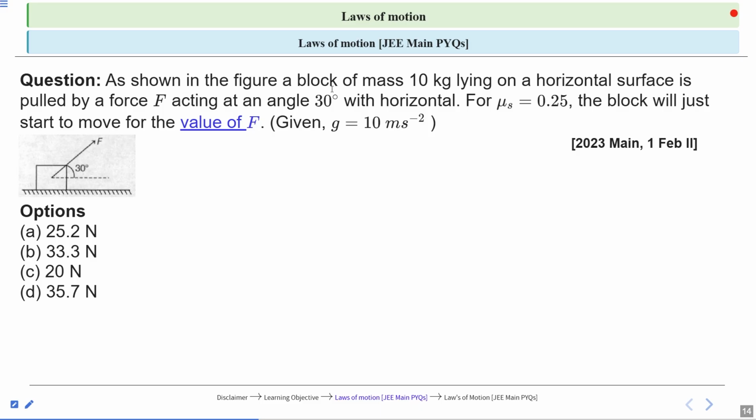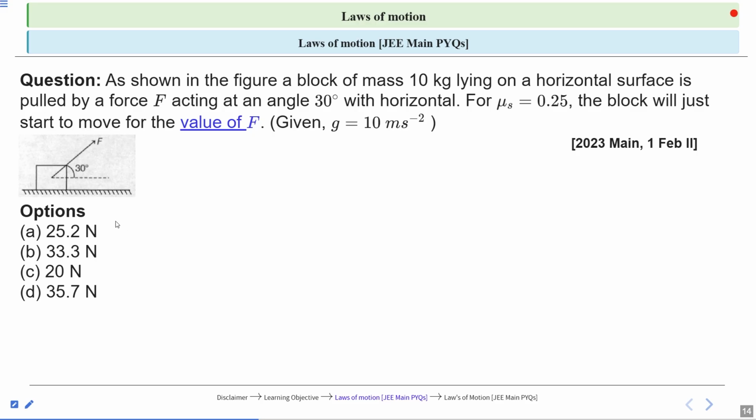As shown in the figure, a block of mass 10 kg lying on a horizontal surface is pulled by a force F acting at an angle 30 degree with the horizontal, and mu s, the coefficient of static friction, is equal to 0.25. The block will just start to move for what value of F? Given g is equal to 10 meter per second square. So here you have to find out F, or we can say force.